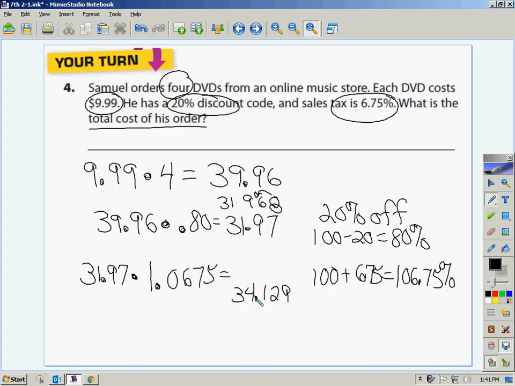Okay. It says 34.12975. But I want to keep it to the nearest cent. What's going to happen to this number? So this is going to become $34.13. That's how much it cost me to walk out the door with the 4 DVDs, after they discounted it, and they've added in the 6 3/4% tax. Questions?